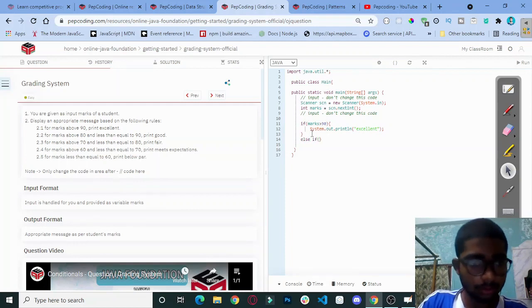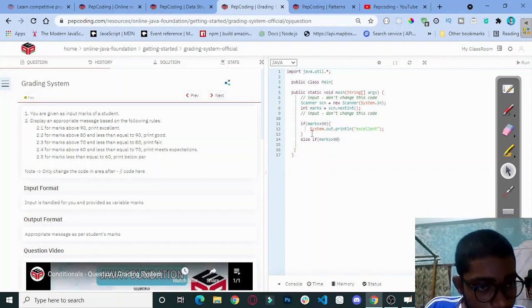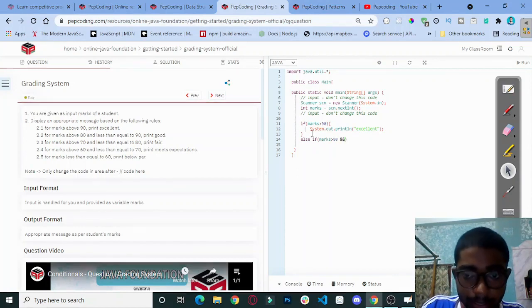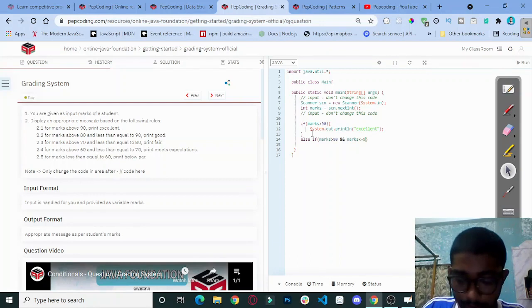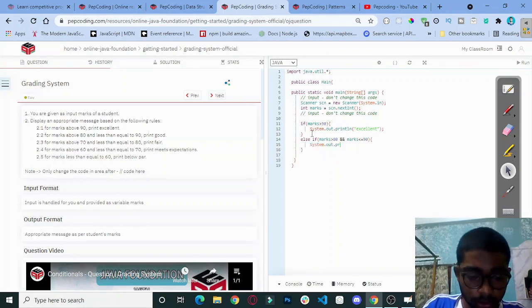Else if the student's marks is greater than 80 and less than or equal to 90, that means we have to use the and operator. So marks less than or equal to 90, System.out.println good.